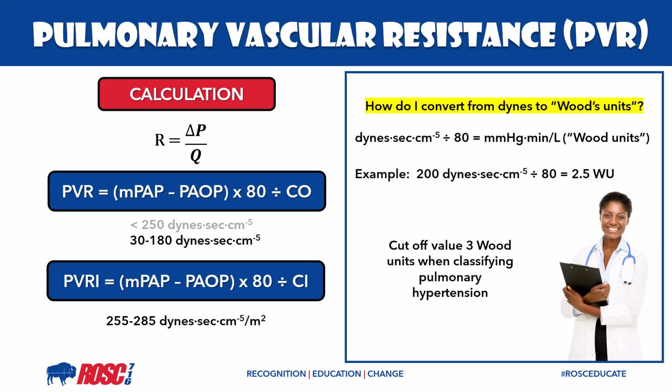If you're a pulmonologist or a cardiologist that deals with pulmonary hypertension a lot, you'll be more familiar with Wood units. So how do I convert from dynes to Wood units? It's actually pretty easy. It's a factor of 80. You take your dynes, second centimeters to the negative fifth power, and you divide it by 80 to get your Wood unit. An example of that would be 200 dynes divided by 80, and this would equal 2.5 Wood units. This again is important in the field of pulmonary hypertension. A cutoff value of 3 Wood units is used when classifying pulmonary hypertension.